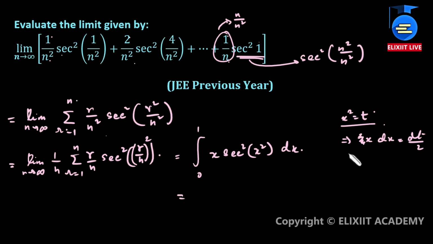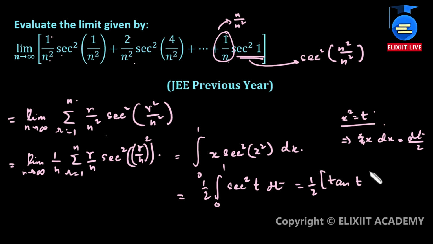You can also change the range of this. You put x is equals to 0 over here, t will be 0. You put x is 1, t will be still 1. So range will be the same, and that is basically integration 0 to 1. X dx is dt by 2, so half comes out. So we have dt over here, and sec square x square, so we have sec square t over here. So this is basically half integration of sec square t, that is basically tan t. Range goes from 0 to 1. So this is half times tan of 1 minus tan 0. So that is basically half times tan 1.